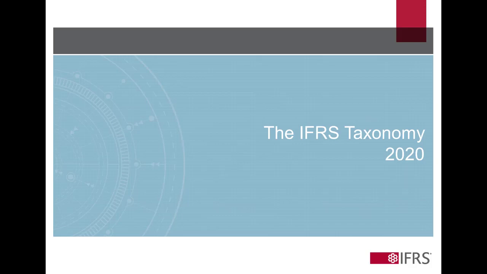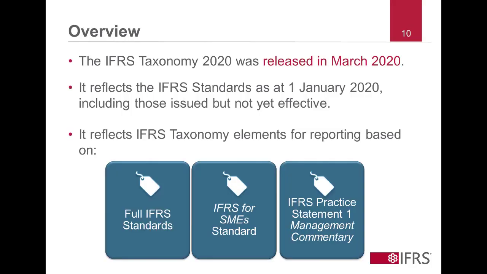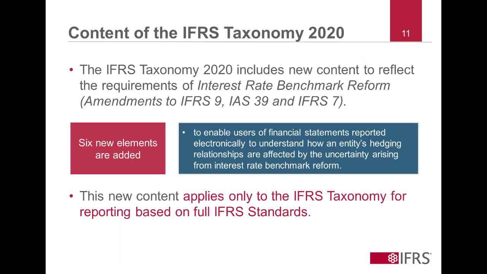Now we will elaborate on the content of the 2020 IFRS Taxonomy and how the new content has been identified. The 2020 IFRS Taxonomy was released in March this year. It reflects the IFRS standards as at 1st of January 2020, including those that have been issued but are not yet effective. The IFRS taxonomy also includes elements for reporting based on the IFRS for SMEs standard and the practice statement on management commentary. So, what is new in the 2020 IFRS taxonomy?